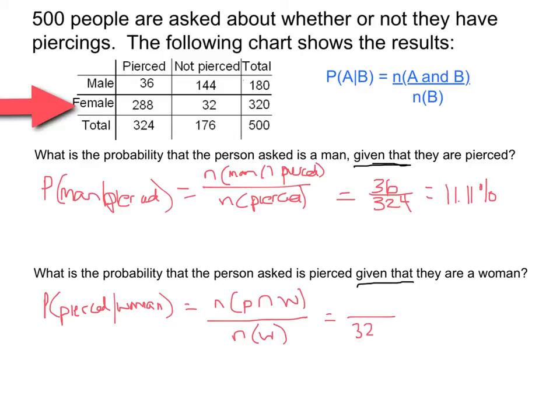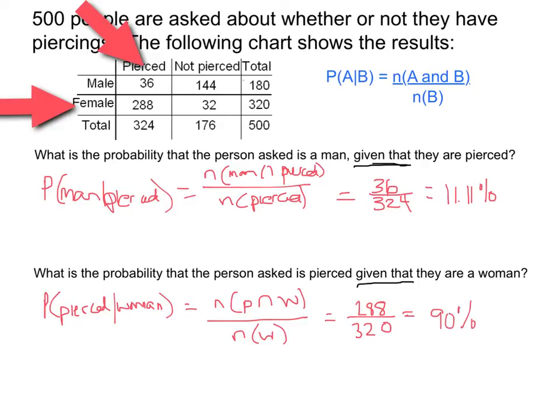Now, if we want to know about the intersection, we have the intersection of pierced and women. So we're already looking at the row that says women, and now we want to look at the column that says pierced. So essentially we're saying, what is the intersection between female and pierced? And the answer is this right here, this 288. That's the intersection of the two. And so we end up with 288 people out of the 320 people. And when I do that division, I get 90%.